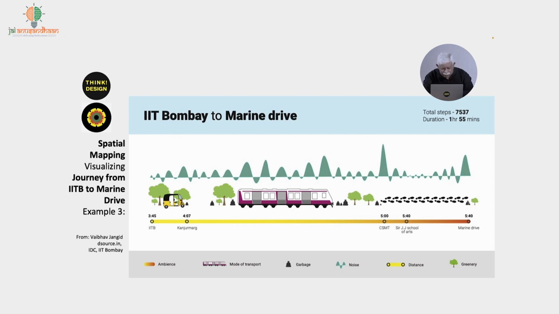Okay, and he's also got the distance covered. Okay, so these are different aspects that you actually can map on a given space. Okay, and he's also counted the number of steps he's taken, that's 7537, and it took him a duration of about 1 hour 55 minutes. Okay, so very simple to show a journey from one place to another, spatially mapped out.